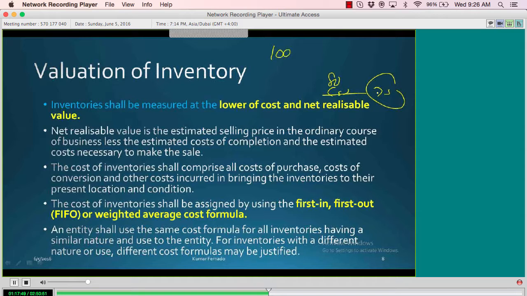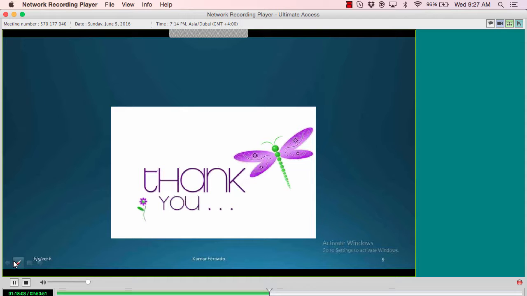The inventory valuation, there are two methods approved. Earlier there were three methods approved, but now it is two methods, what we call first in, first out, and weighted average cost. Before I finish up, I want to look at the difference between weighted average and the first in, first out method.